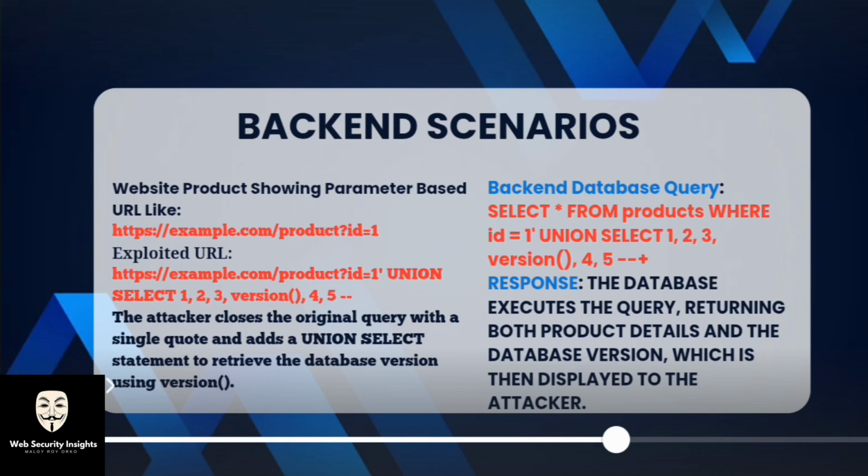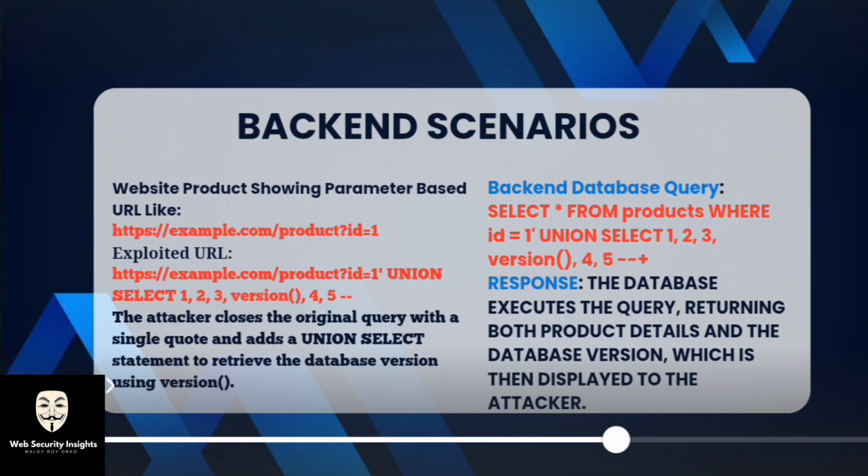As you can see, there is a URL which is based on a parameter. Basically, the website shows products based on a parameter, and the URL is like example.com product ID 1, but the exploited URL will be like this. Basically, the attacker closes the original query with a single quote and adds a UNION SELECT statement to retrieve the database version using the version function. Then the backend database query will be like this.